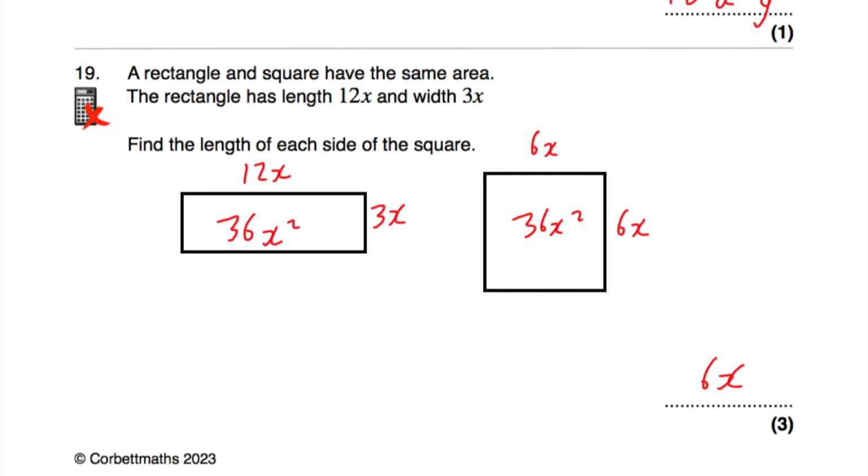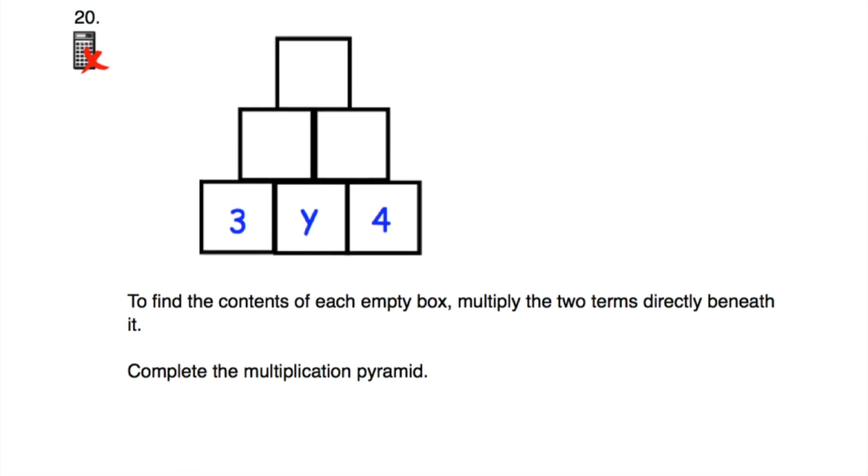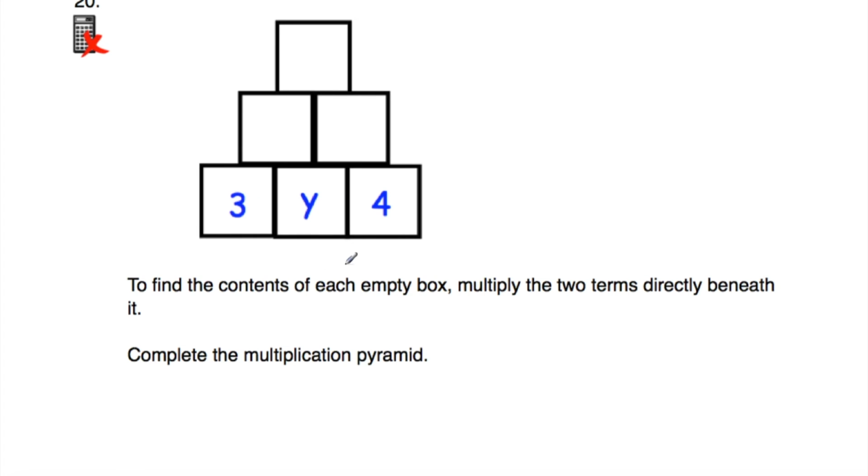Okay, let's have a look at our next question, question number 20. We've got this pyramid, and we're told to find the contents of each empty box. So for each one of these empty boxes, we need to multiply the two terms directly beneath it. We've been asked to complete the multiplication pyramid. So let's work out this square. We've got 3 multiplied by y. Well, 3 times y is 3y.